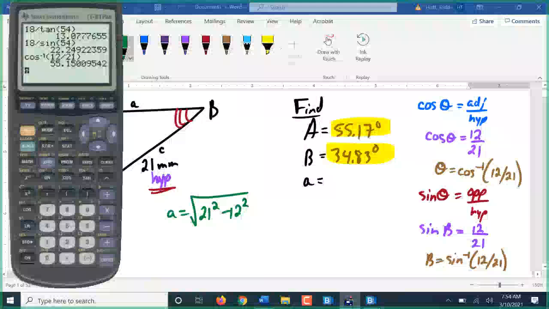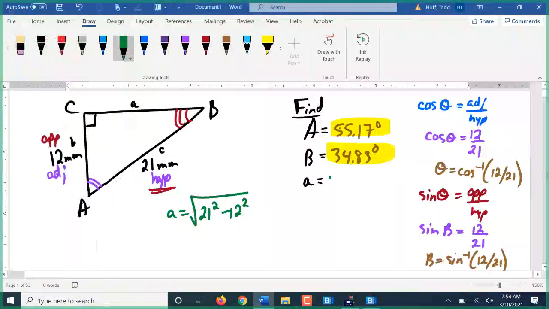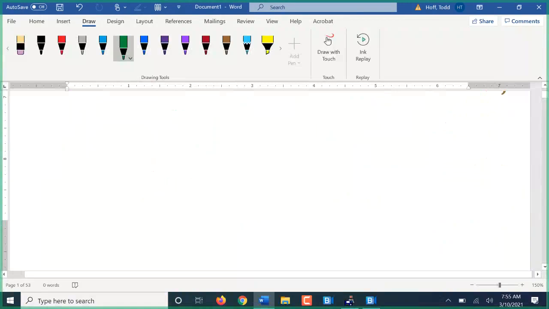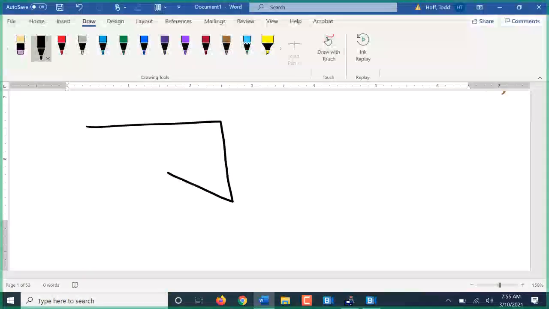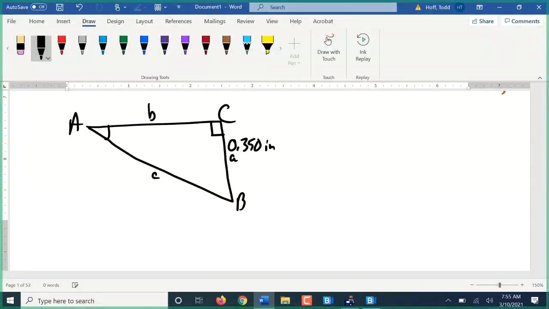Square root of 21 squared minus 12 squared, 17.23. If I give you something like this, where I tell you that side A is 0.350 inches. Side B is 0.65. I ask you to find angles A and B inside.